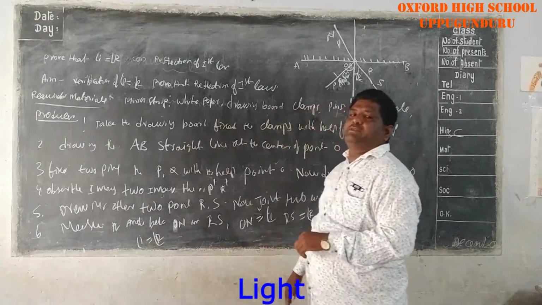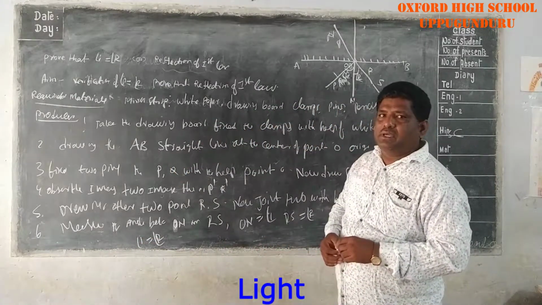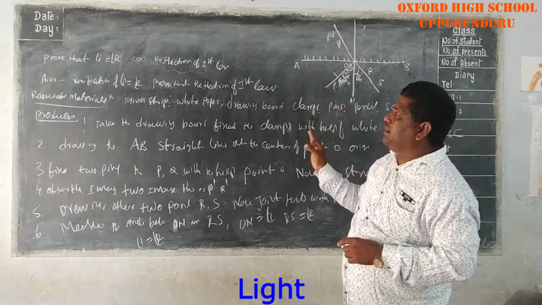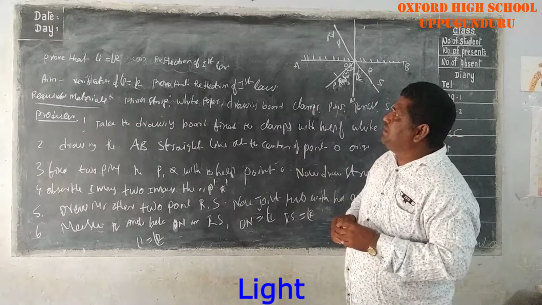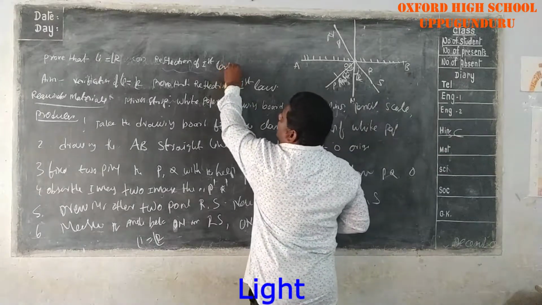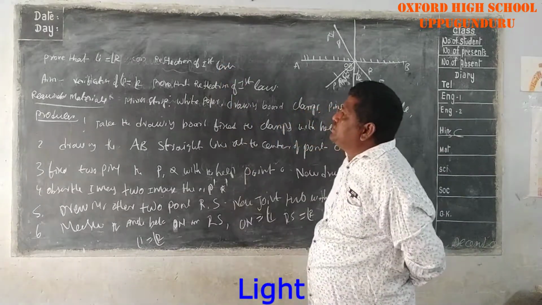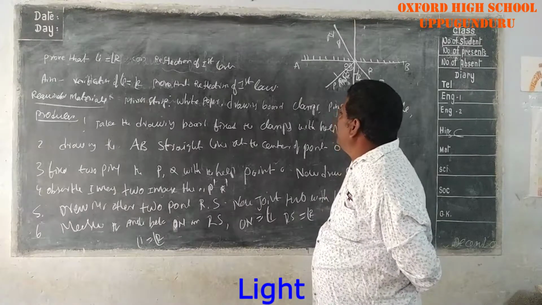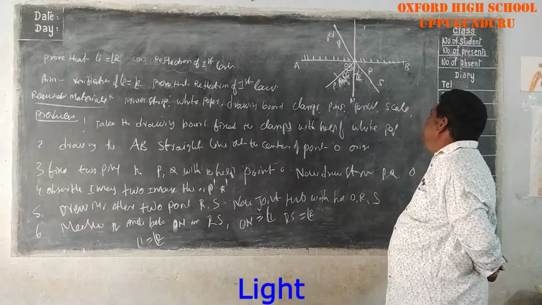These are the experiment names: prove that angle I is equal to angle R. It is called the reflection, first law. Aim: verification of the first law. Required material: mirror strip, white paper, drawing board, clamps, pins, pencil, scale.